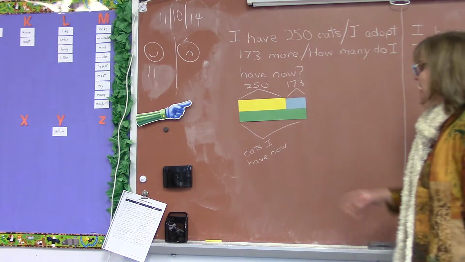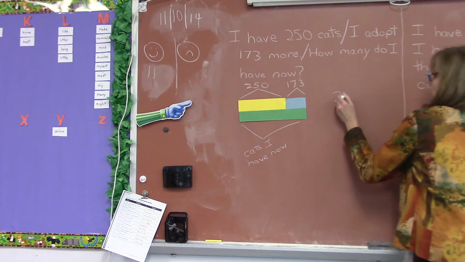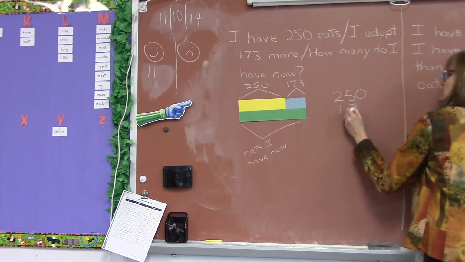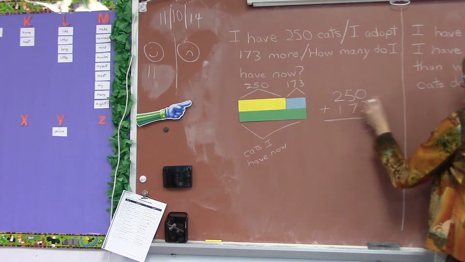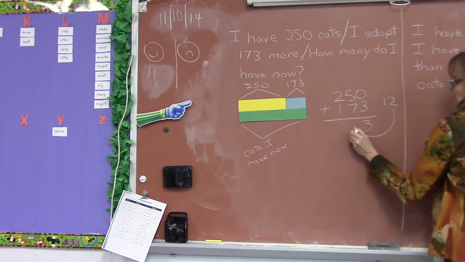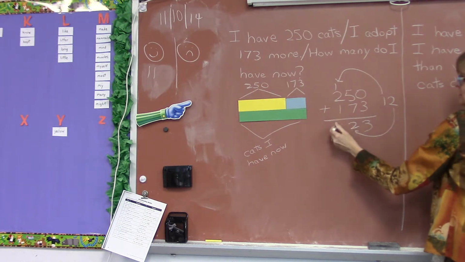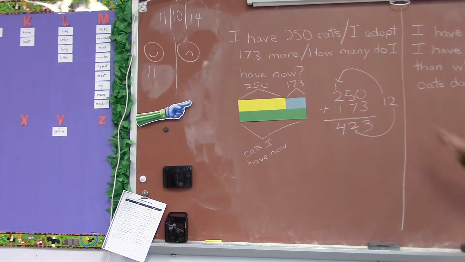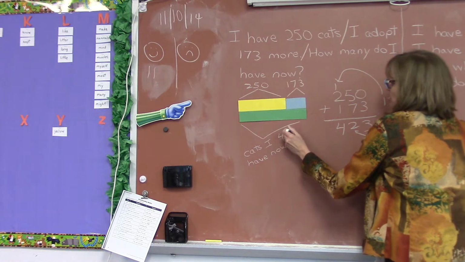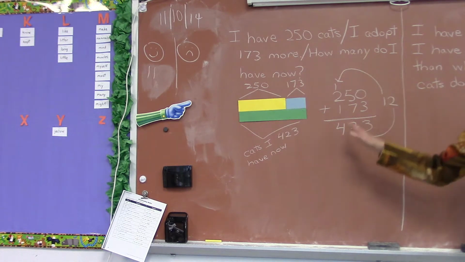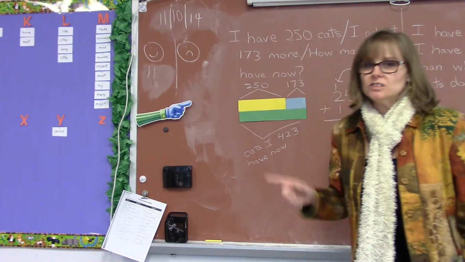So in order for me to do that, I'm going to have to add those two together. 250 plus 173. 0 plus 3 is 3. 5 plus 7 is 12. My 2 goes here. My 1 gets carried over. 1 plus 2 is 3. Plus 1 is 4. And now we have our answer. This is going to represent 423. So, very simple bar model. Now we get into a little bit more complex bar models on the other side.